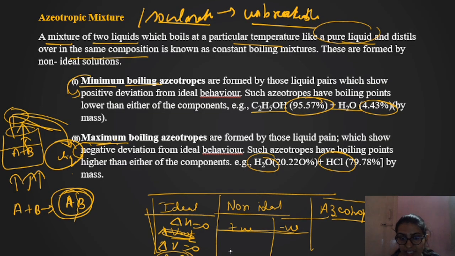But in positive, the interaction of AB is not the same. Then in positive deviation you will see they convert into vapor form easily. It means the interaction of AB is lesser compared to A-A and B-B, and here the interaction of AB is greater compared to A-A and B-B. And how about azeotropes? Once they have mixed, they won't be separated easily. They are unbreakable bonds. It's like an unbreakable bond is present over there, right? So this is all about 4 different types of liquid mixture.